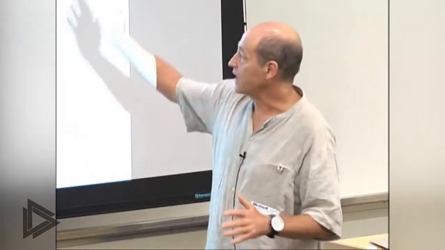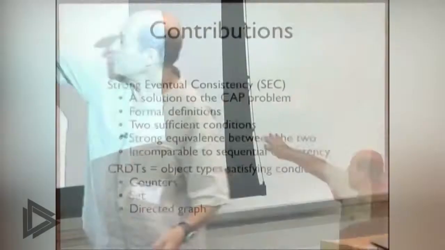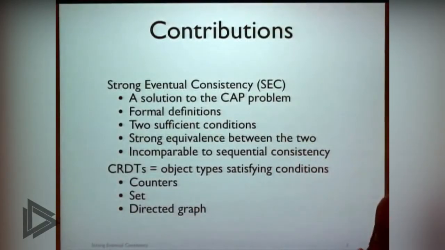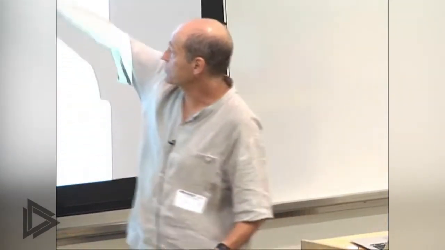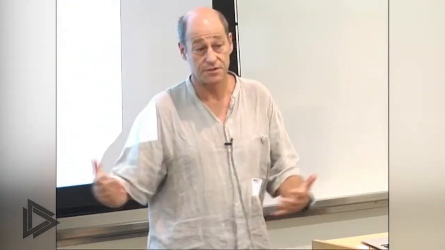You don't need to do anything else. You automatically have all the nice properties. I also prove that these two conditions are actually equivalent to each other. And there are two very different ways of looking at the world. I also show you that this is incomparable to existing consistency criteria. So this is all sort of the theory, and then I'll also talk about the practice. So I'll give you some examples of object types that fulfill these conditions.